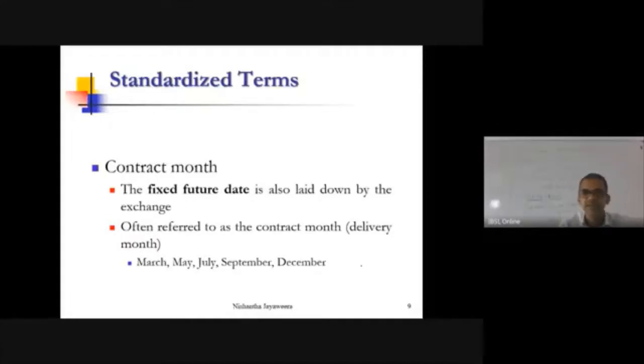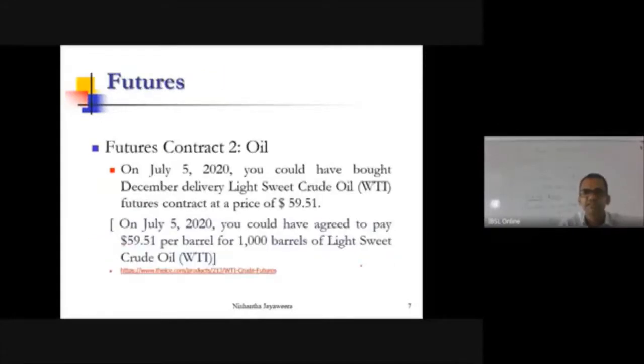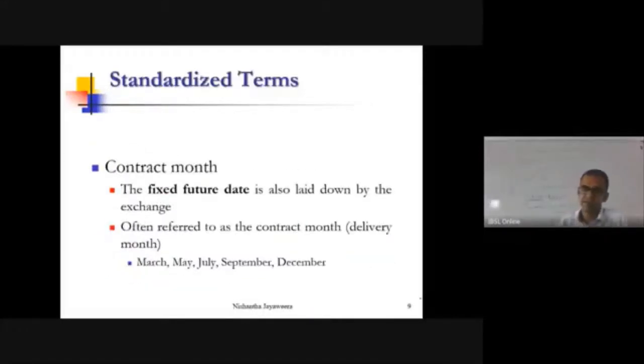I think you have seen it: December delivery light switch. This is the futures contract, and we refer to it with the month, December delivery. But the other thing is, on the same underlying, there may be several contracts trading at the same time. There may be a September delivery one, a December delivery one, next March delivery, and next June delivery.